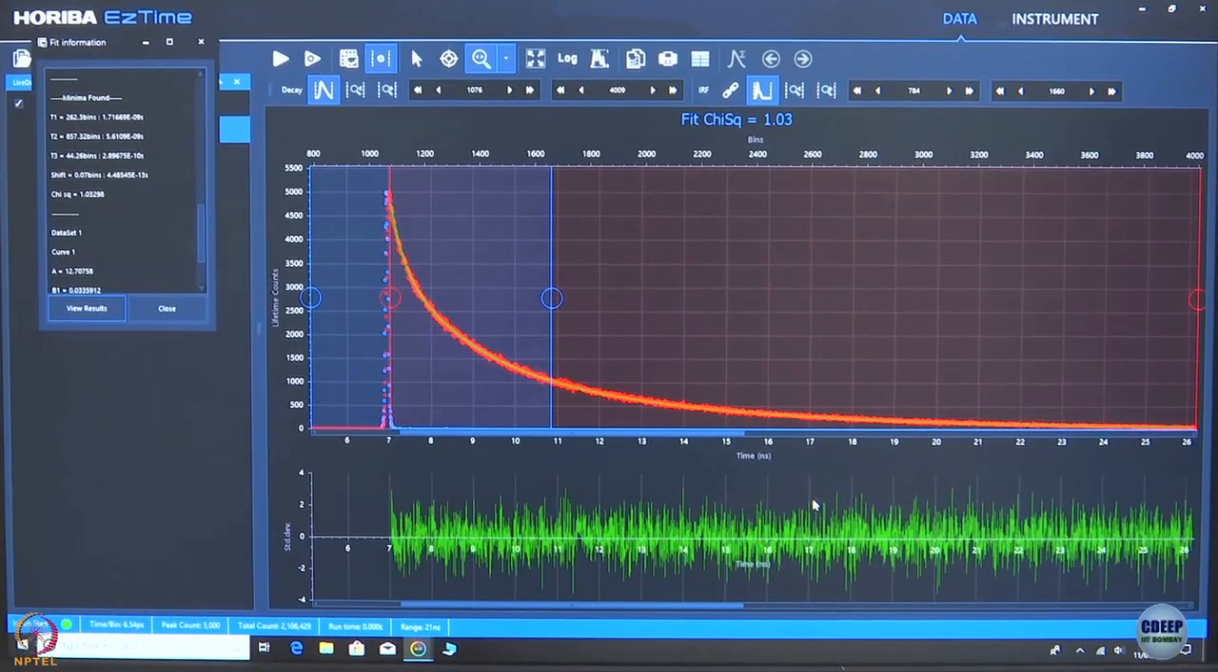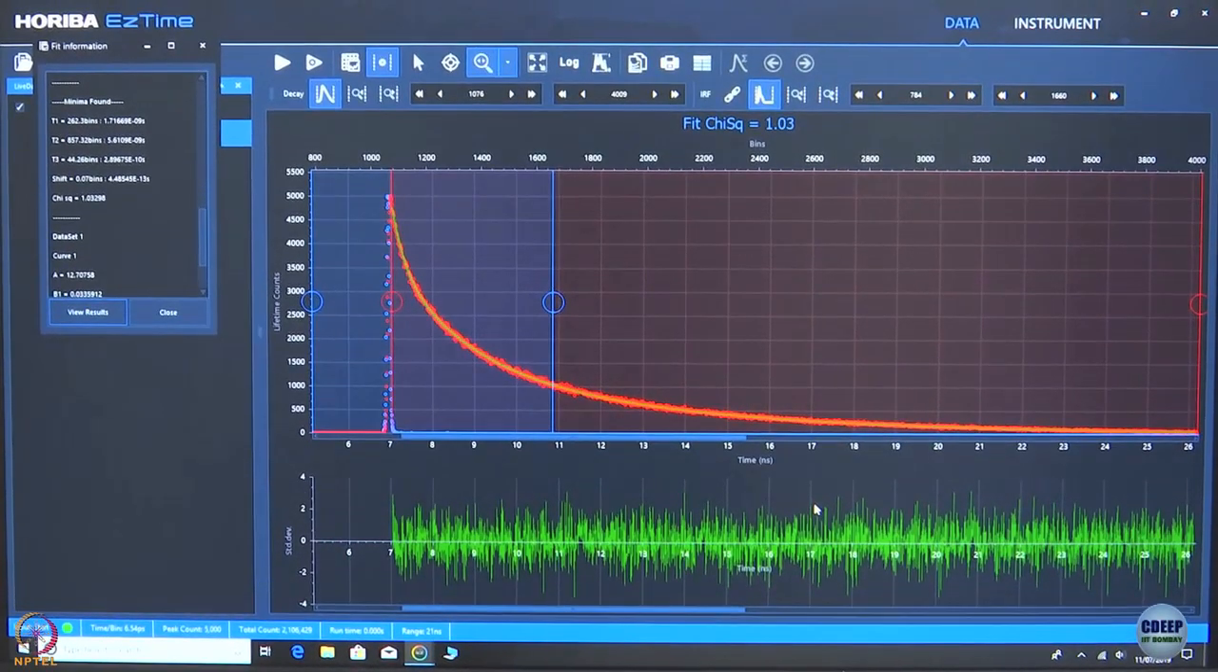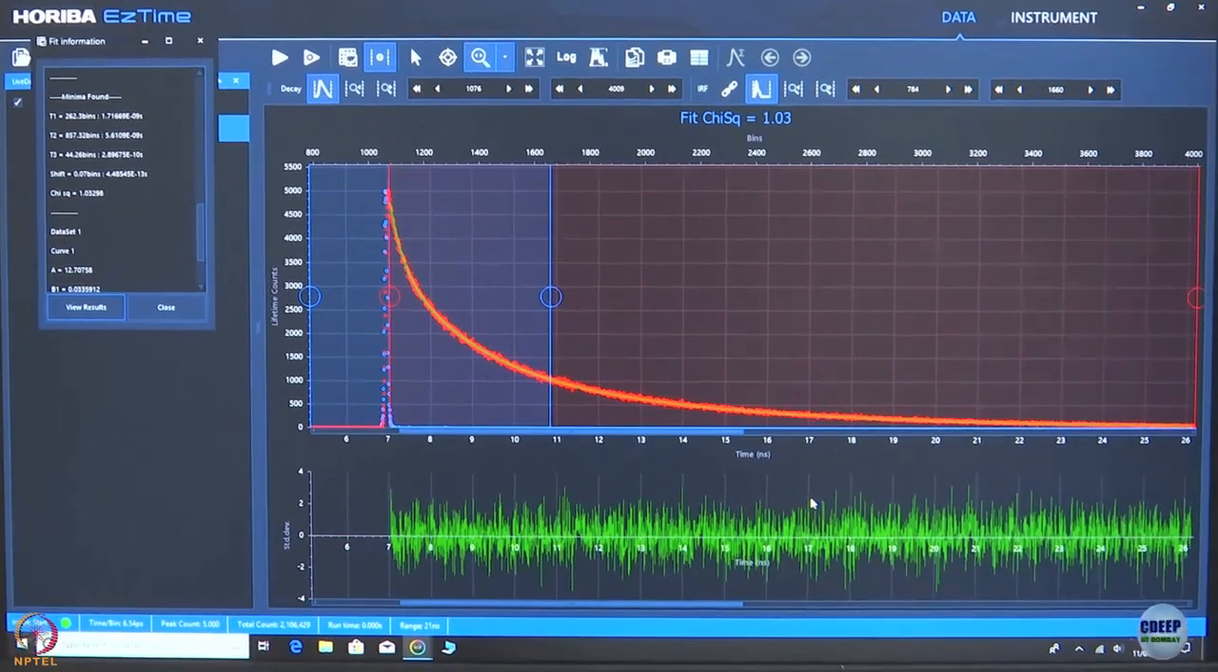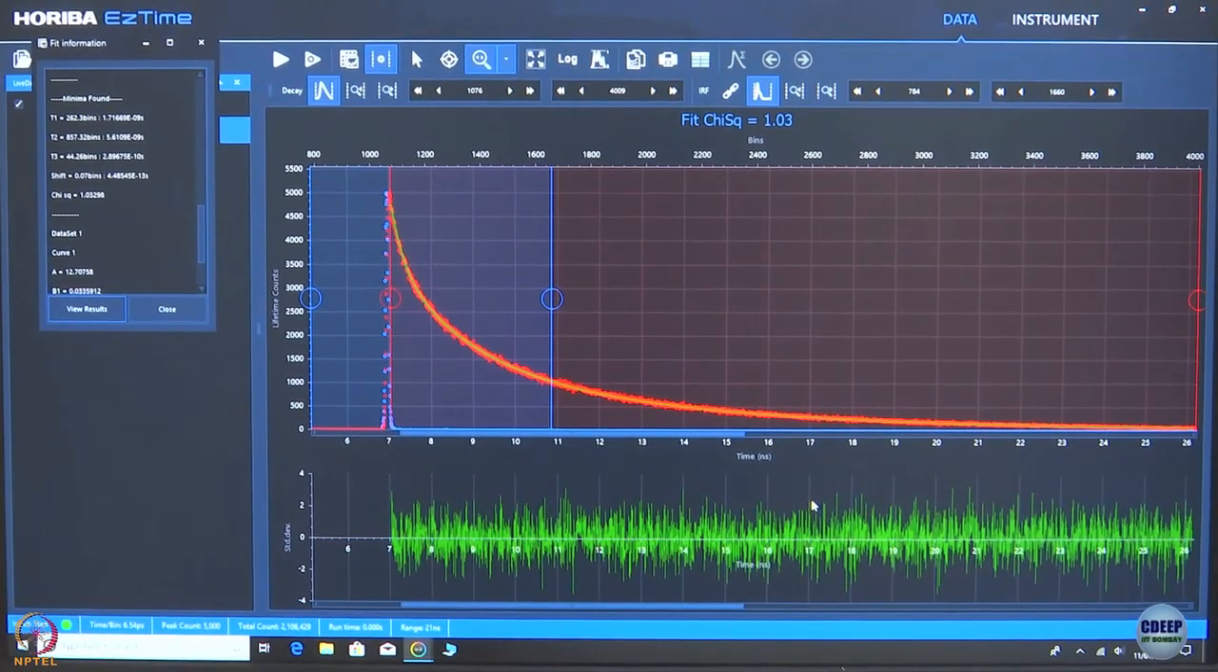Because there is something called over-parameterization. While fitting data, if you use a larger number of parameters, the fit is always better, but that may or may not make sense. So we must use a model that makes sense for the system that we use.